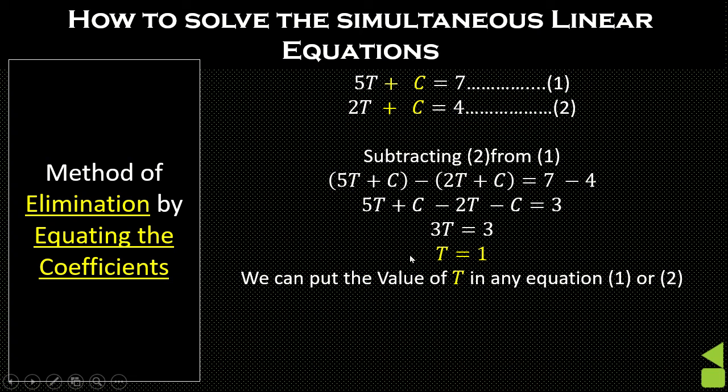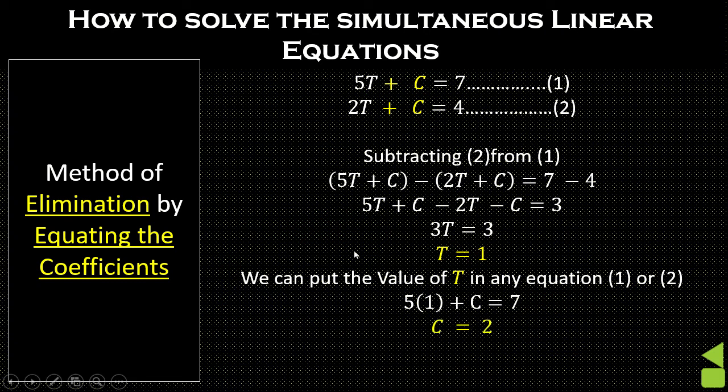How can we get it? If we substitute this t in any of the equations, we will get the value of c. So I am putting this t in the first equation, that means we are finding 5 into 1 plus c is equal to 7. That means if we transfer 5 towards the right side, we will get the value of c, 2.